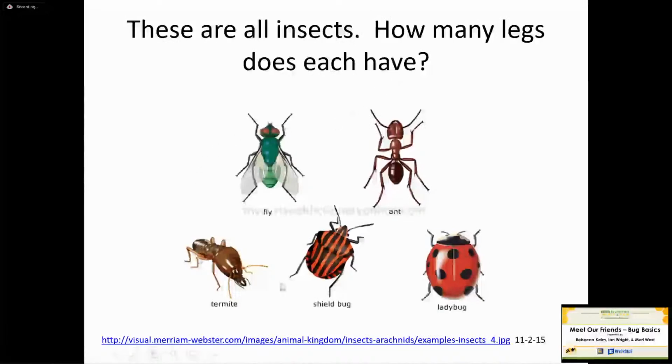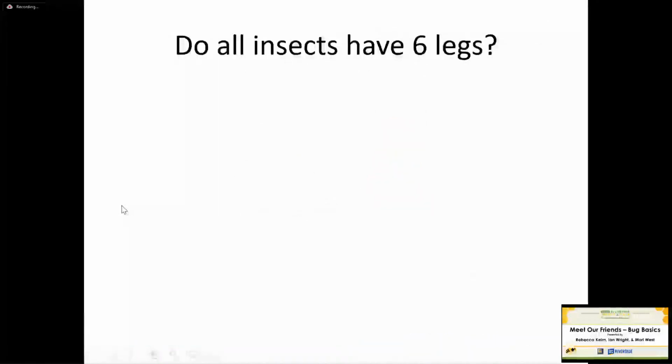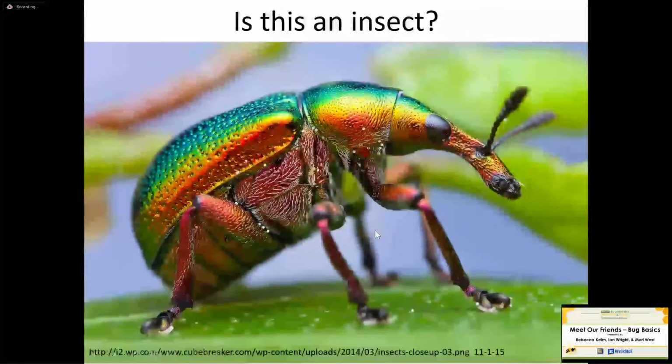So, here are a group of insects, and they all have something in common that's really obvious, and that's that they all have 6 legs. And all insects have 6 legs. So we can determine whether the following pictures are insects or not based on this simple fact. So although you can't see all 6 legs on this weevil, you can assume that there are 3 other ones on the other side because insects are symmetrical. So it is an insect.